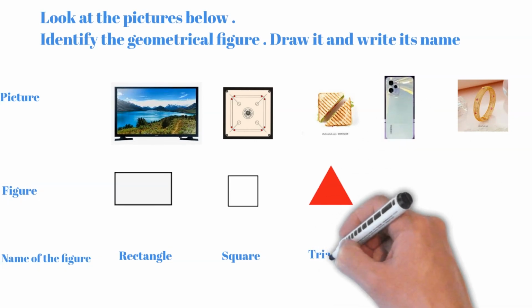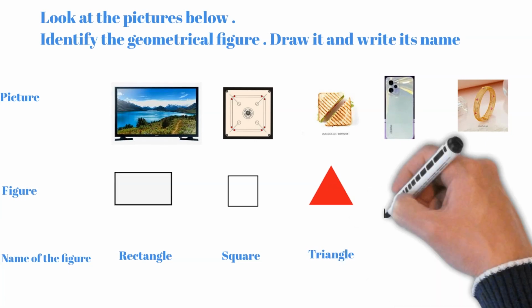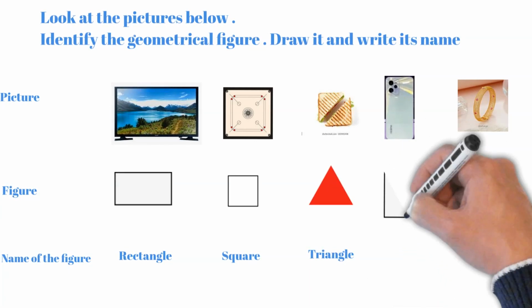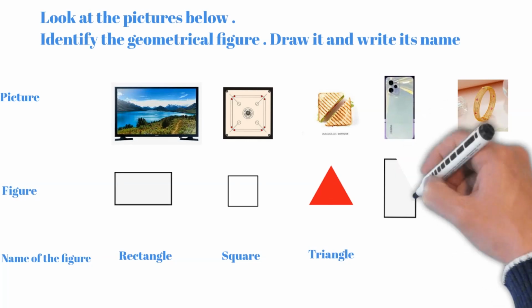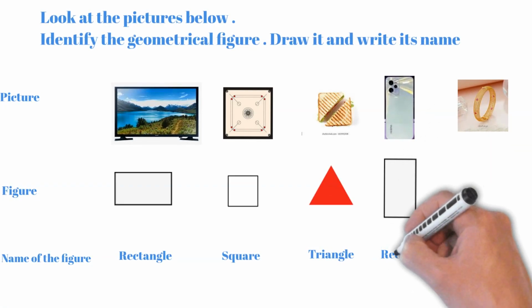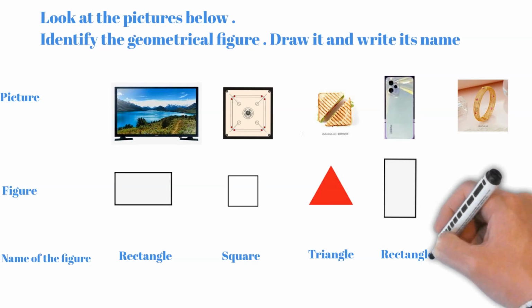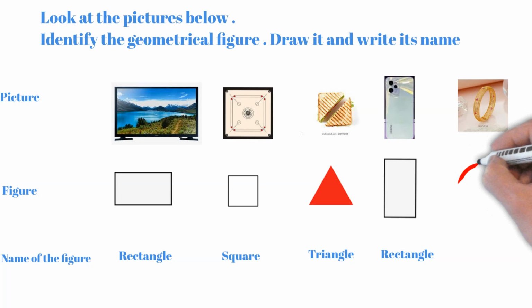Tri refers to three. And then again this looks like a rectangle, so I'll draw a rectangle here and write down the spelling of rectangle, the name of the figure. In the second line I have to draw, and in the third line I have to name the figure. Obviously, it's very clear the bangle has the shape or figure of a circle.